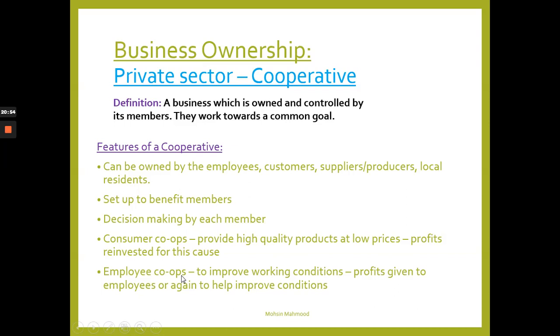And you've also got employee co-ops, and they may aim to improve working conditions. Profits are given to employees, or again to help improve conditions. Any surplus profits are given back to employees in the form of higher wages, maybe, or higher salaries, or to improve working conditions. Maybe there's something which needs to be fixed or revamped, and that will be used for those reasons.